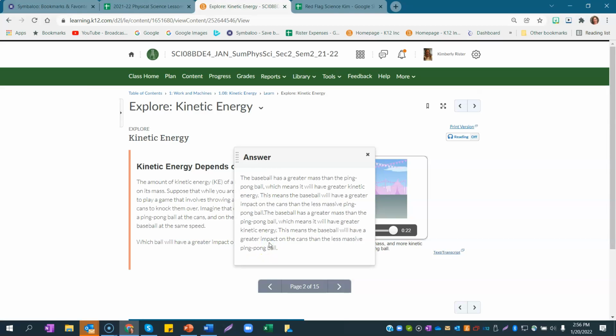So a baseball has a greater mass than a ping pong ball, which means it will have greater kinetic energy. This means the baseball will have a greater impact on the cans than the less massive ping pong ball. The baseball has a greater mass than the ping pong ball, which means it will have a greater kinetic energy.